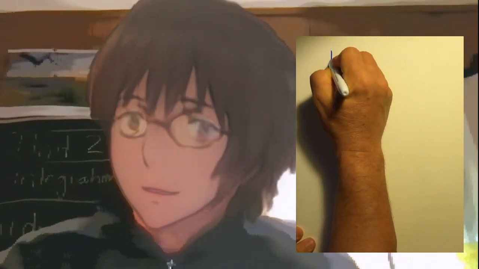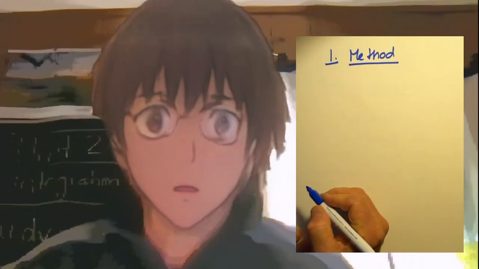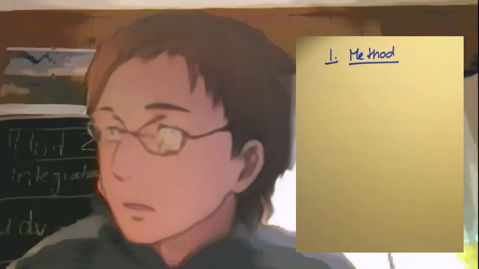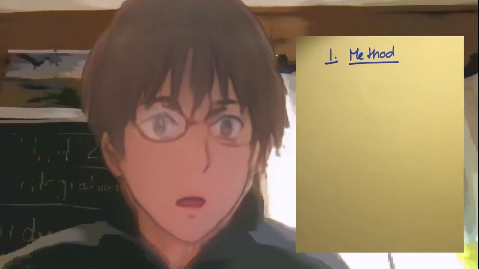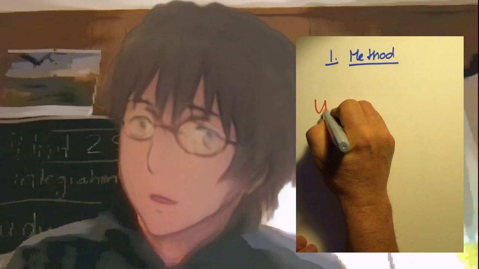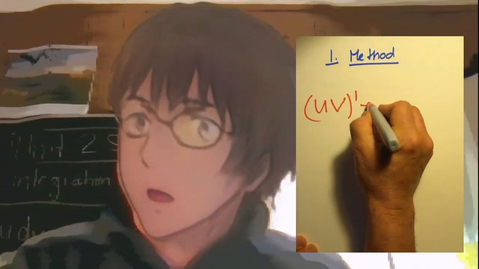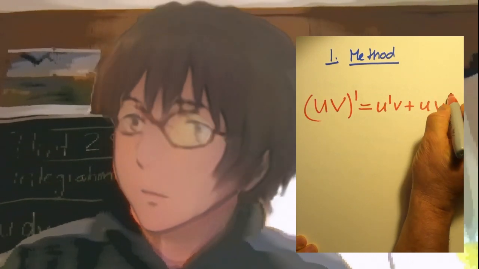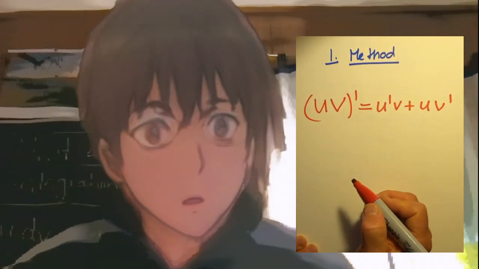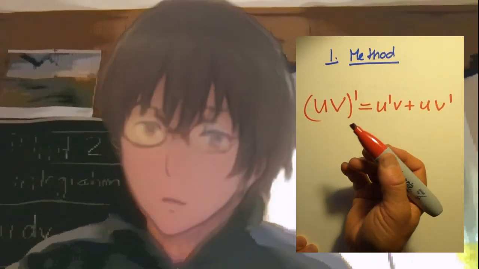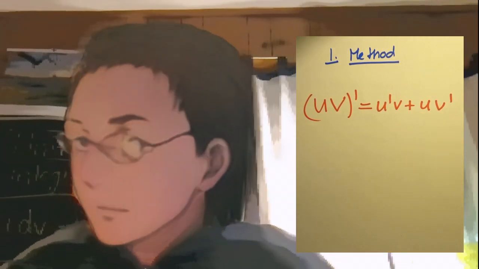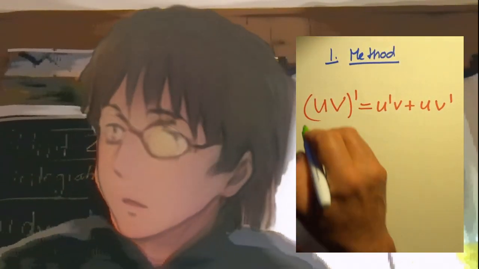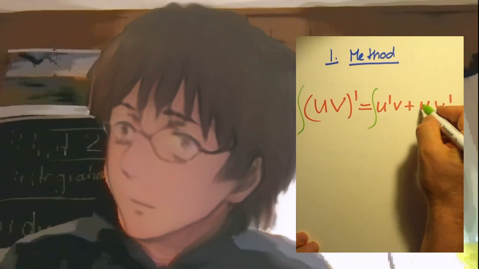Let's look at the method. So you know all the product rule. Let me just write that down big. So we take (uv)' is u'v plus uv'. That's the product rule. And if we integrate this, we can integrate this whole thing.